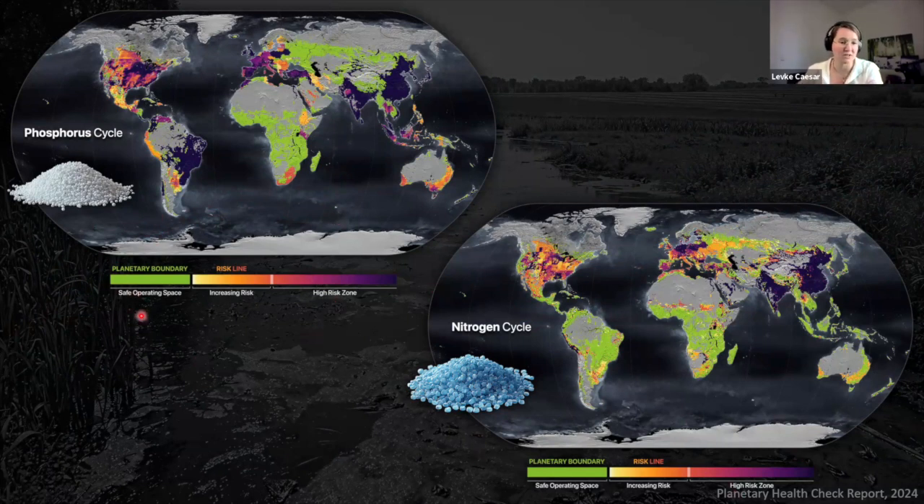So basically everything that is green is beyond the global threshold. In yellow, we have the high risk zone or the zone of uncertainty. And then in dark red to purple, the areas where we say, okay, the boundary has been transgressed by quite a lot. And when we look at the phosphorus transgression, we see that this is especially severe in parts of North and South America, but also Europe and Asia.